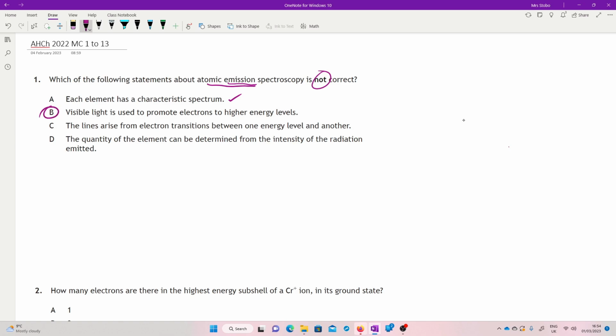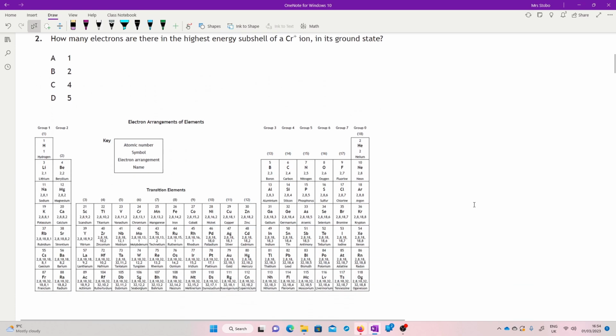Just to check, the lines arise from electron transitions between one energy level and another. That's true, it's just they're falling. The quantity of the element can be determined by the intensity of the radiation emitted. That's kind of, again, the point. So definitely B. Okay, I can get my mouse to move.